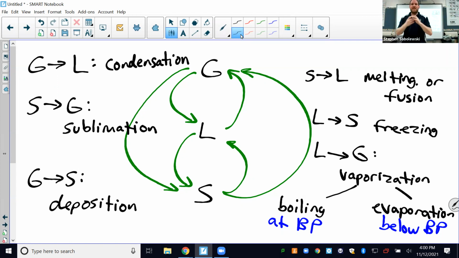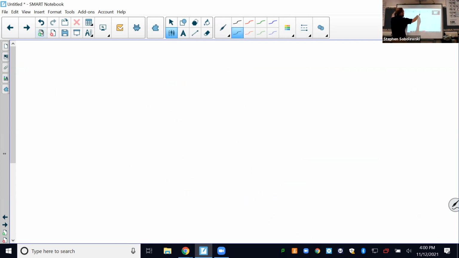Compare that to anything above its boiling point, that's a gas. So right now you have nitrogen gas and oxygen gas around you. We are well above the boiling points of those, so we refer to them as gases. The next thing I want to talk about are with these phase changes, there are two other terms that I want you to know.